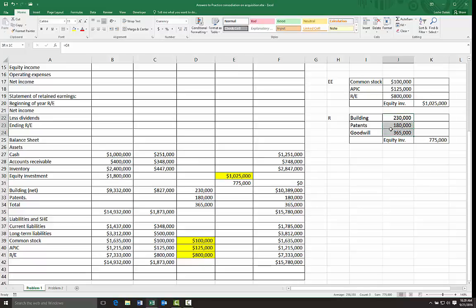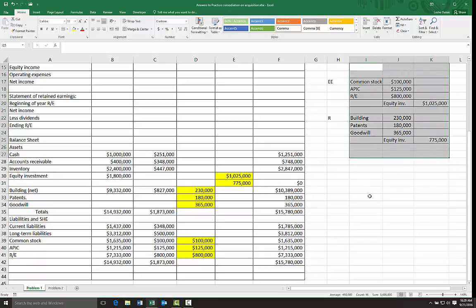Now we're going to take these entries. Here's the increase in the building. Here's the increase in the patent. This should be goodwill. And here are the totals. So now I have increased all of the assets and liabilities so that they equal their fair market value, and I've eliminated the amount of the investment that was due to that increase or decrease in those assets. So I basically just posted these two journal entries.